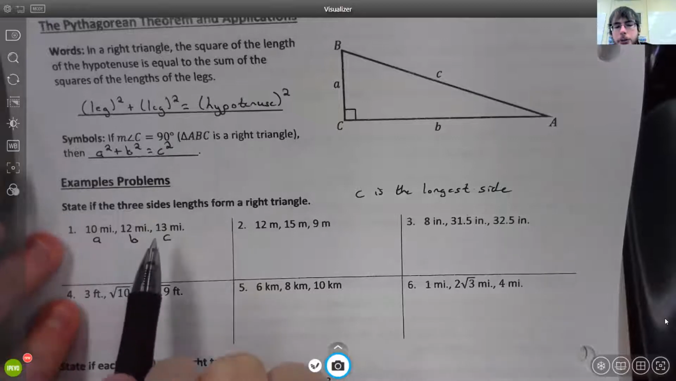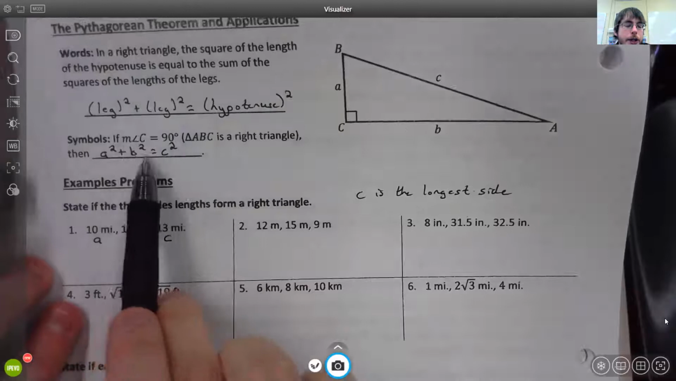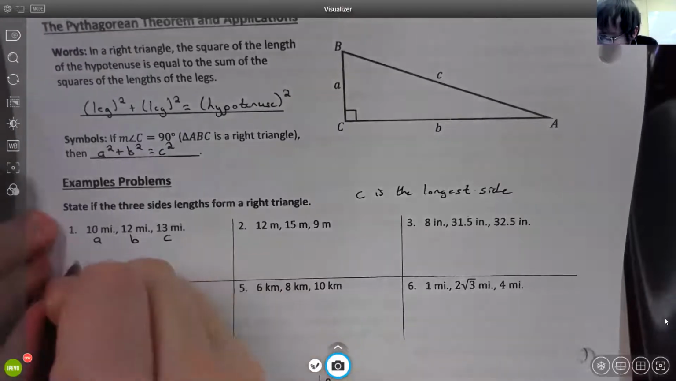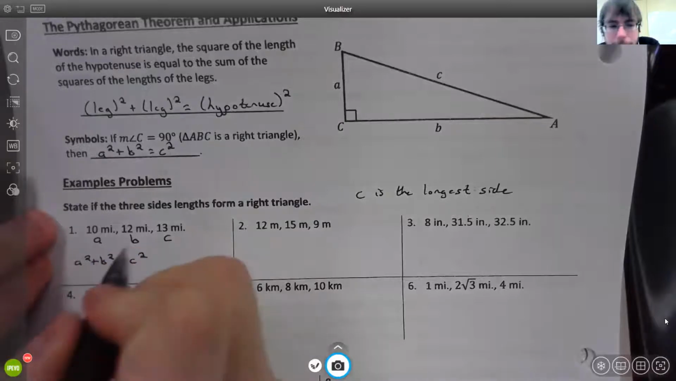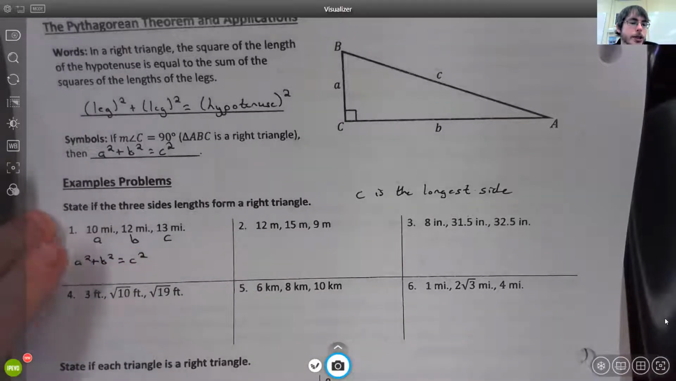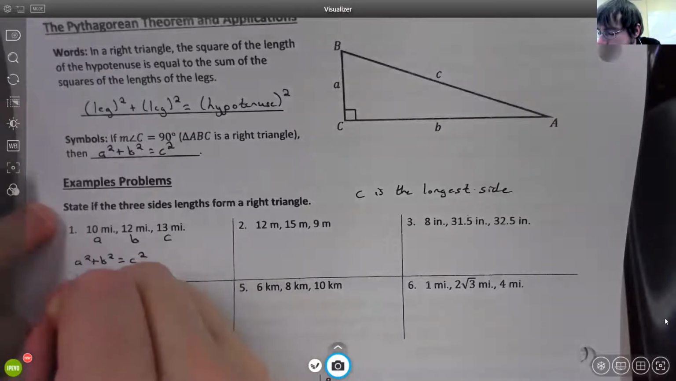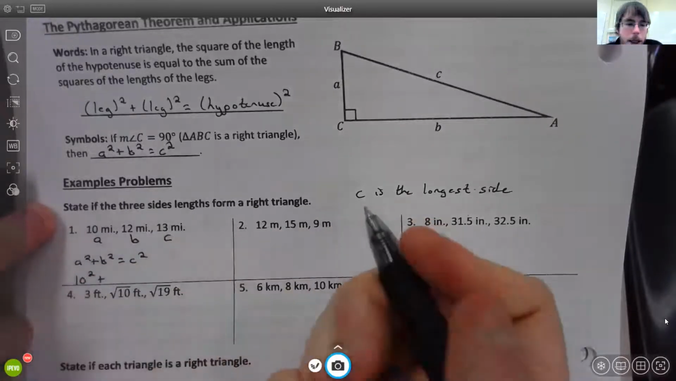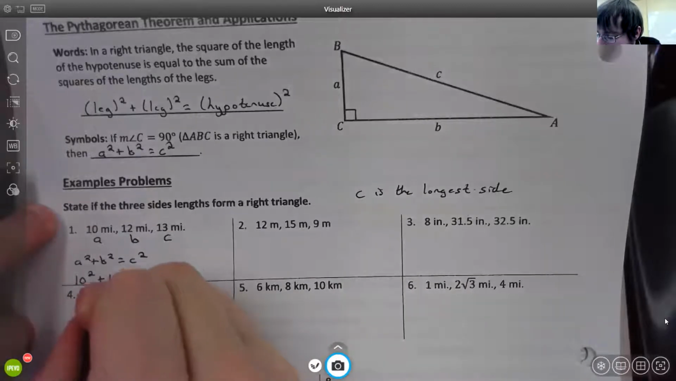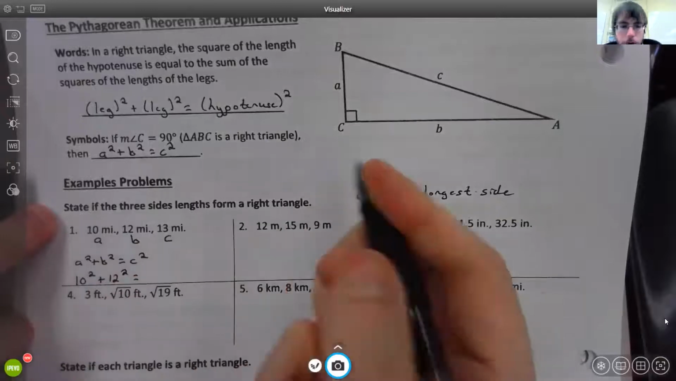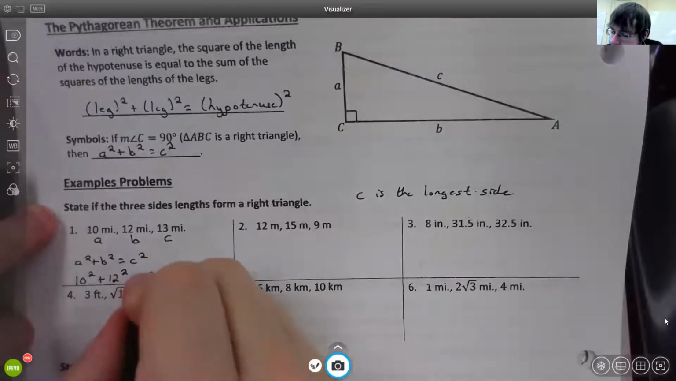Now in order for these to be a right triangle, they have to satisfy this equation. So in other words, A squared plus B squared has to equal C squared. So let's plug this in. We've got A is 10, so we have 10 squared plus B squared, which is 12, so 12 squared equals, and then we have 13 as C, so we have 13 squared.